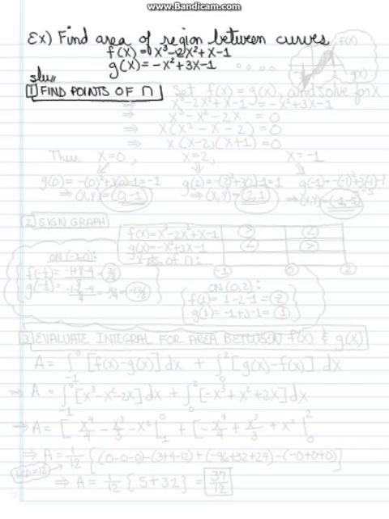Step 1, find the points of intersection. We do that by setting f of x equal to g of x. In other words, y sub 1 equals y sub 2, and solve for x. So replace f of x with x cubed minus 2x squared plus x minus 1 equals, replace g with negative x squared plus 3x minus 1.